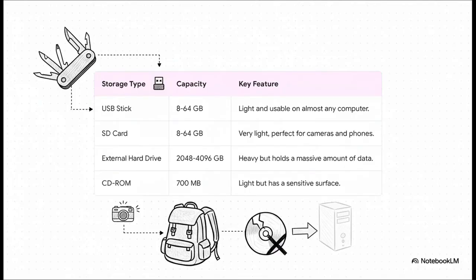Okay, let's talk about storage. Think of these like different kinds of bags for your trip. A USB stick? That's like your trusty little multi-tool. It's small and works just about anywhere. An SD card is even smaller, kind of specialized, perfect for your phone or camera.